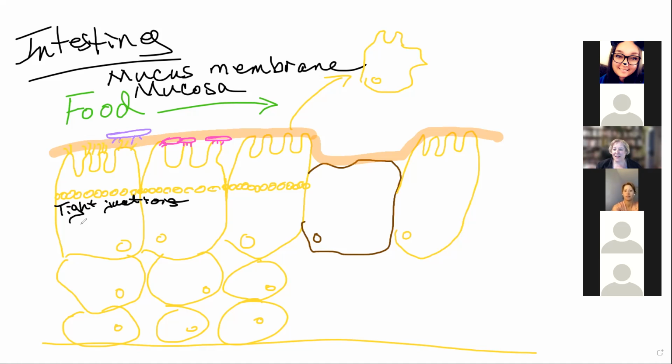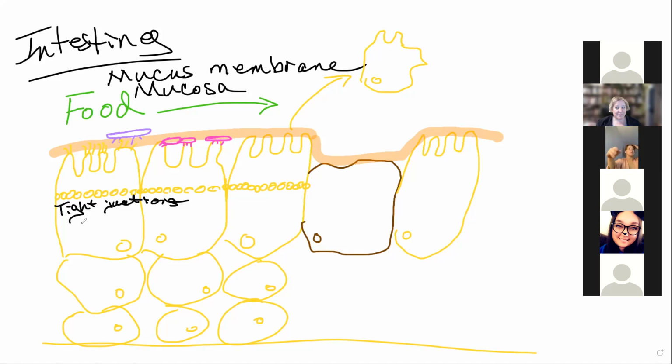So is mucus a physical barrier? It's a physical barrier. It's also a chemical barrier. We haven't gotten to the chemical part yet. But it is considered a physical barrier because it's sticky and stuff gets trapped in it.